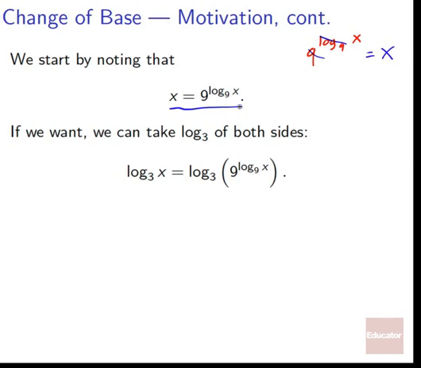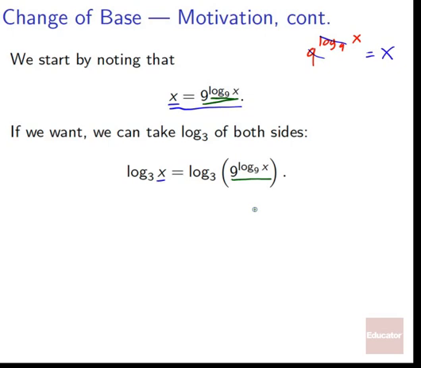If we want, we can take log base 3 of both sides, right? We know x is equal to 9 to the log base 9 of x, so it must be the case that log base 3 of x is the same thing as log base 3 of 9 to the log base 9 of x. We can take log base 3 of both of the things on either side because that equal sign means that it has to be equal for whatever happens to it. So log base 3 of x is equal to log base 3 of 9 to the log base 9 of x.